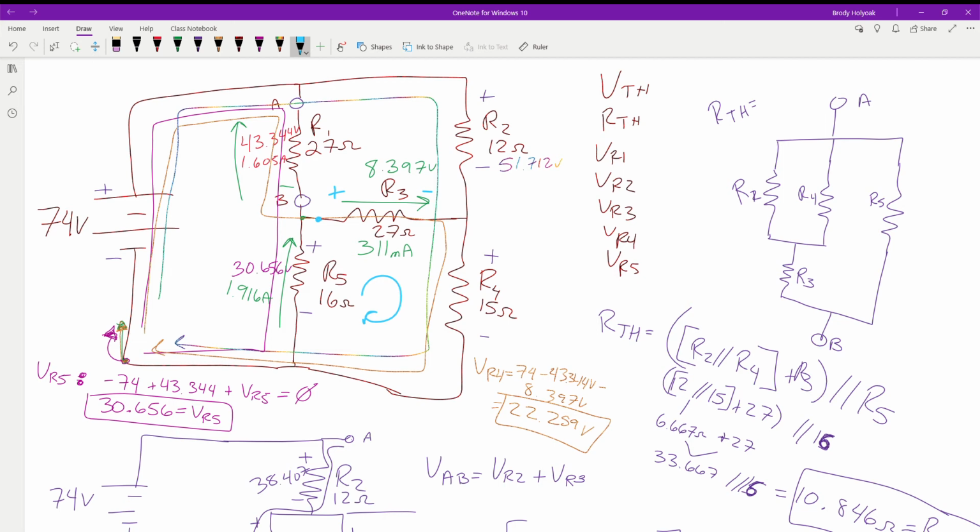So we're going to come around. We'll have our 8.397. We'll have our positive 22. And we'll have our negative 30.656. And that should all come out to equal 0, or close to.